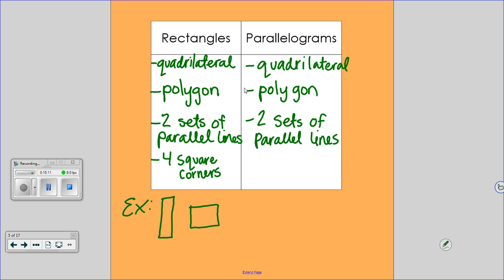Why? Is it a quadrilateral? Yes. Polygon? Yes. 2 sets of parallel lines? Yes. 4 square corners? Yes. It's a bonus that it has nice even sides, like a square does. But I can call that shape a rectangle. So square. I might have a wide rectangle like that.